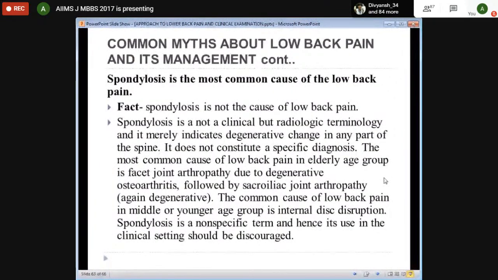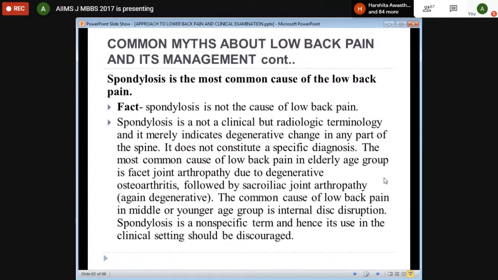So, common myths about low back pain. Another myth is that spondylosis is the most common cause of low back pain. In fact, spondylosis is not the most common cause of low back pain. Spondylosis is not a clinical finding, it's a radiological terminology, and it merely indicates degenerative changes in any part of the spine. It does not constitute a specific diagnosis itself.